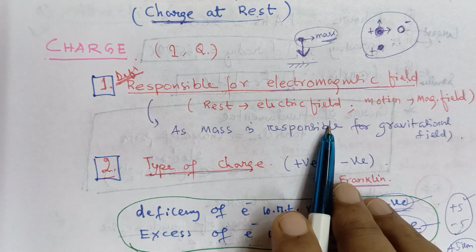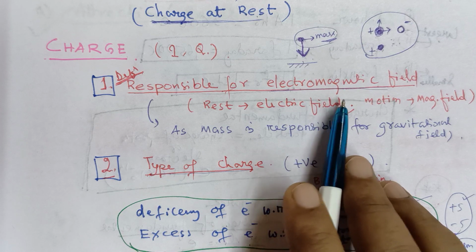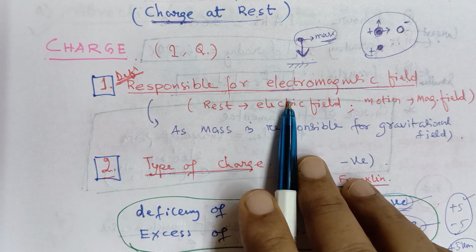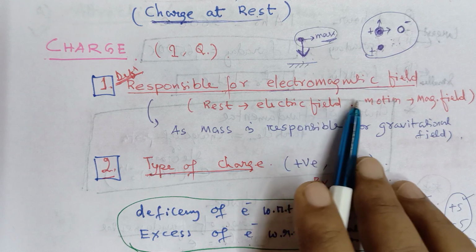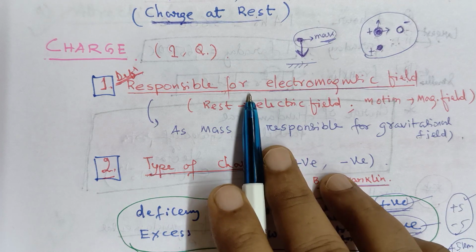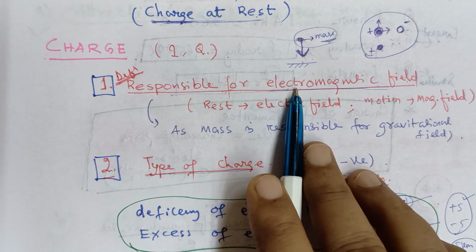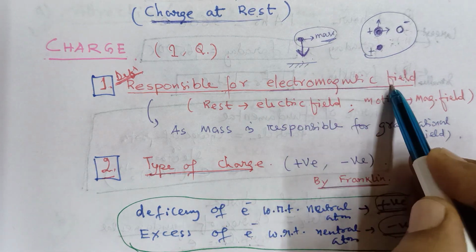Here the nature of the gravitational force is attractive, but the nature of the electrostatic force may be attractive or repulsive. It is attractive for opposite varieties of charge and repulsive for the same variety of charge. So this is the definition of charge. Charge is the fundamental property of matter for which an electromagnetic field exists.